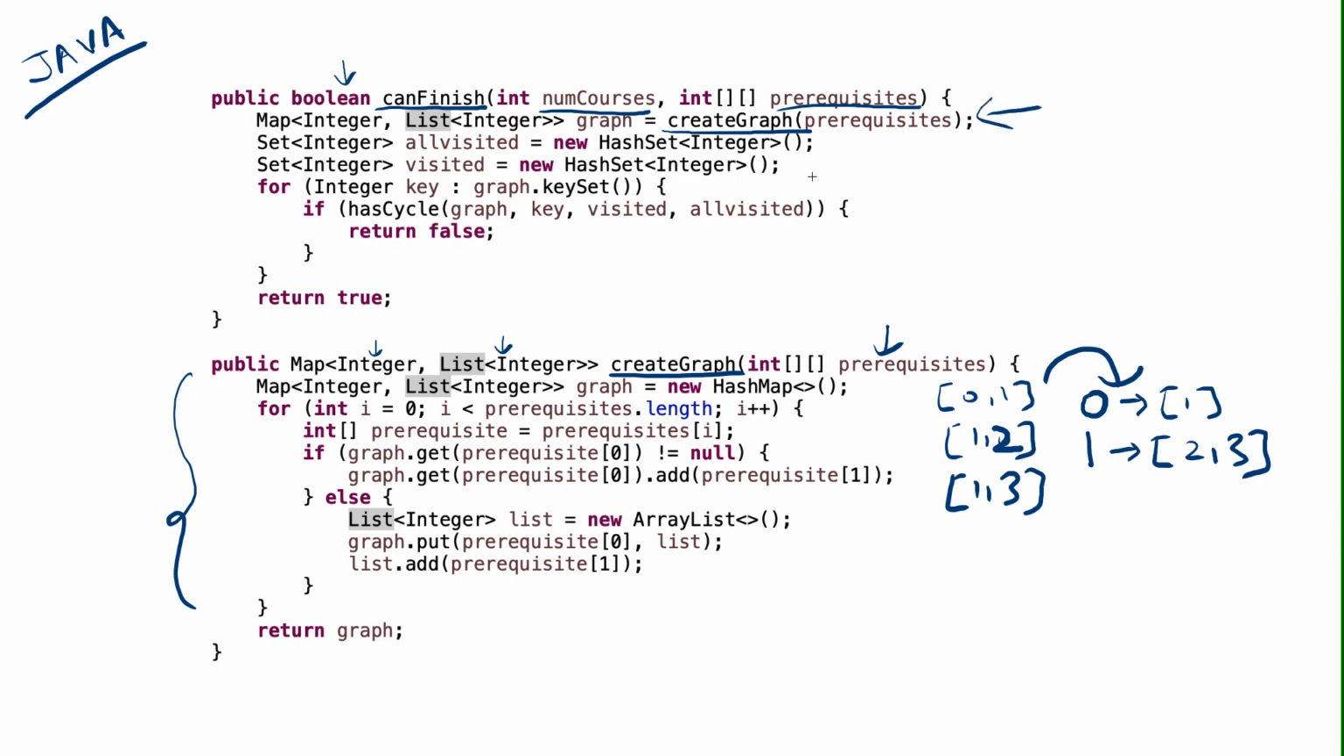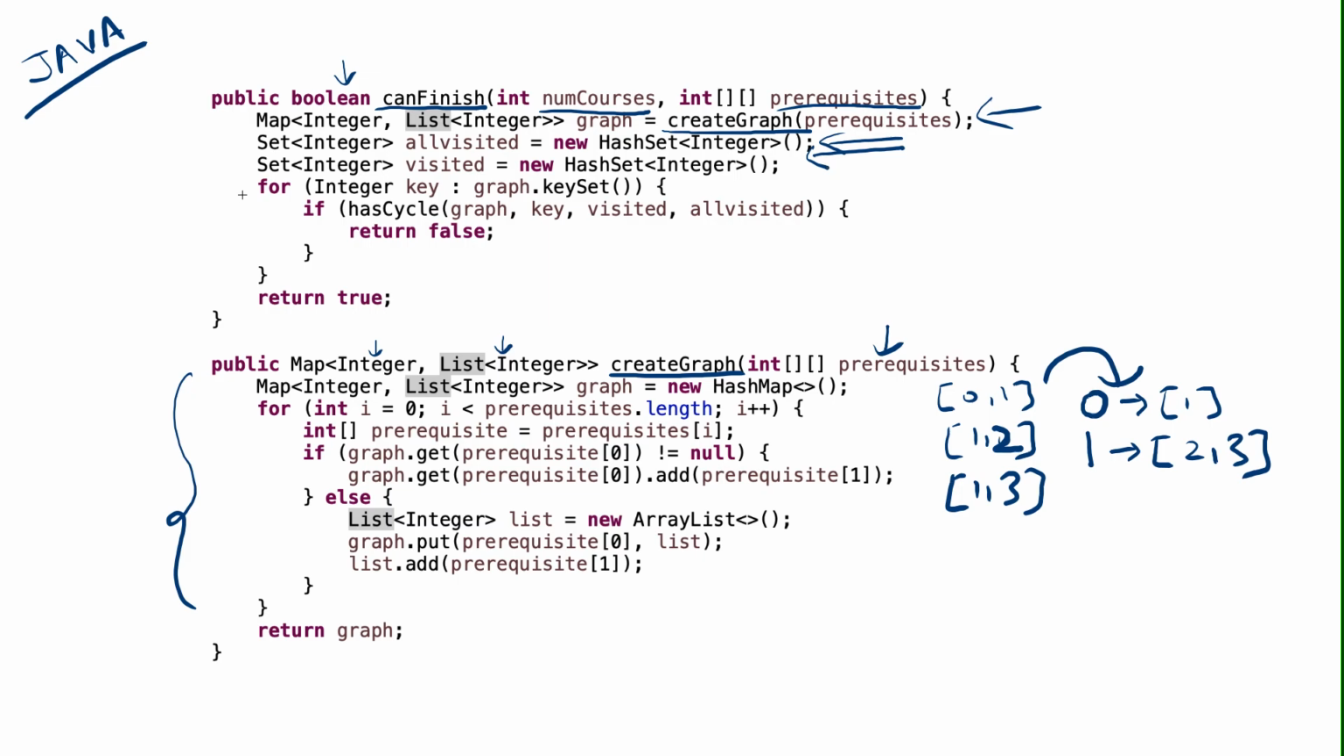And then we instantiate our all visited set and the visited set once in the beginning, when we are starting to compute whether it is possible to take up all the courses or not.